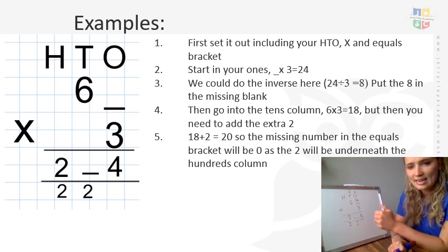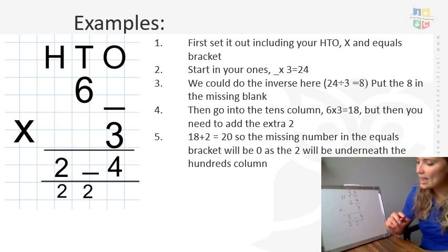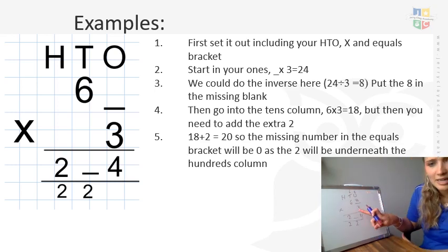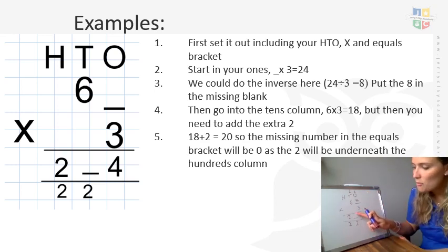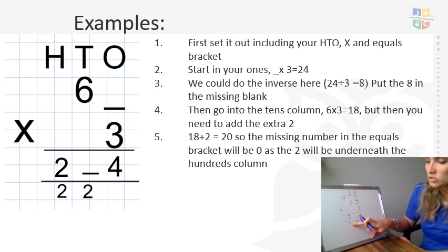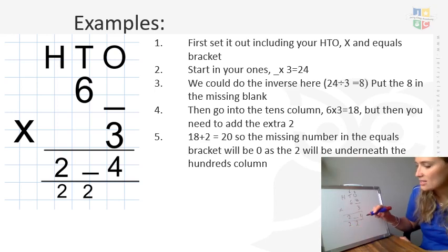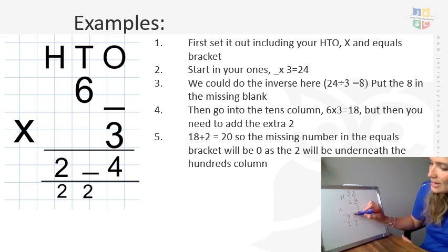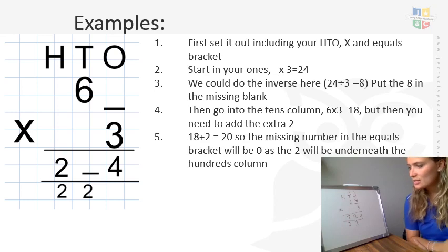So 18, 19, 20. Now I won't write 20 in here because I can't write 2 digits in the one column, but I will have exchanged the 20 tens for 200, so 2 goes in there. So if I want 20, my number in here has got to be the 0.